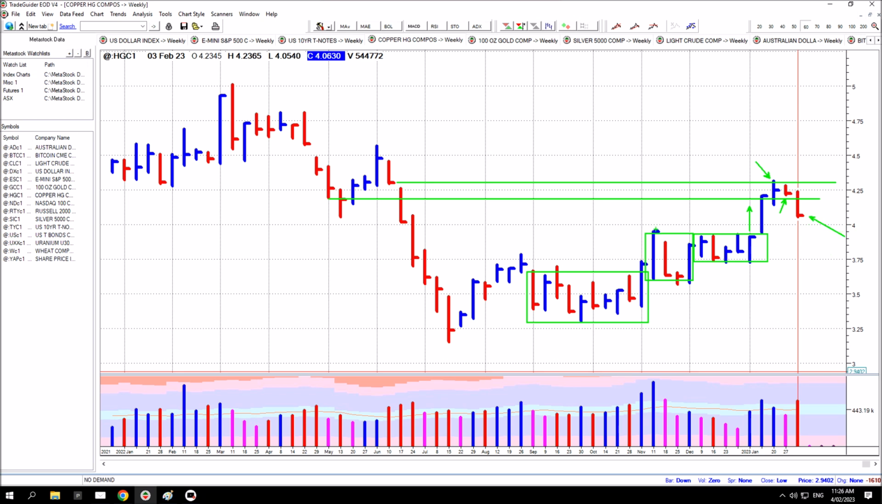Now, I expect there'll be some increased buying support drawn out at this level, which is pretty much at the $4 level. So if price does continue lower, that's where I expect some increased supply to be drawn out, and it'll probably last down to 375.